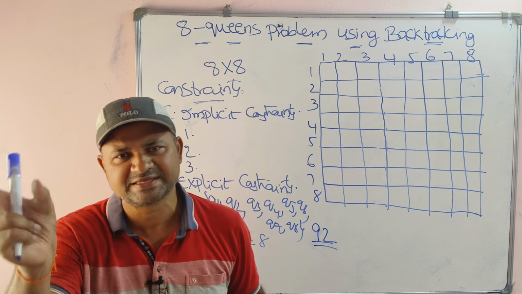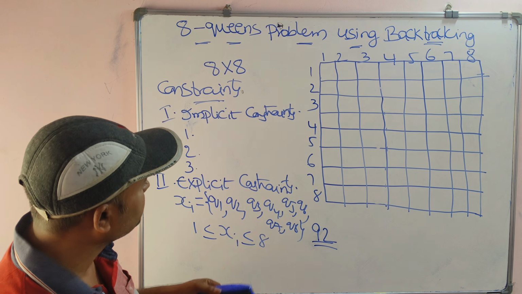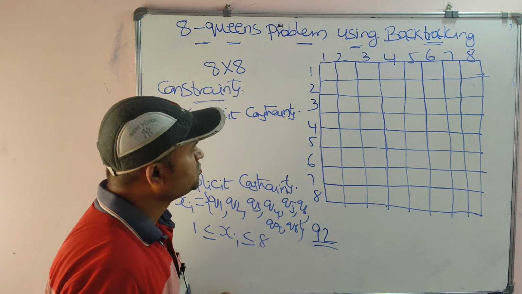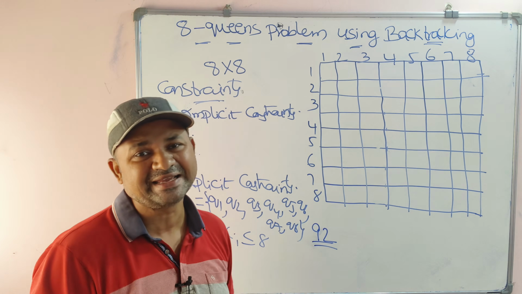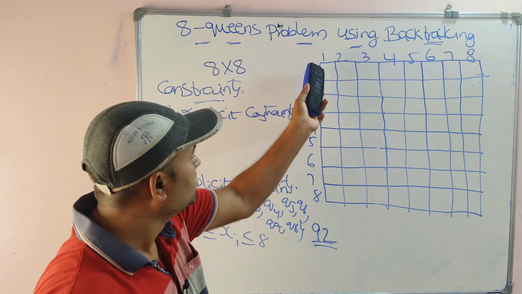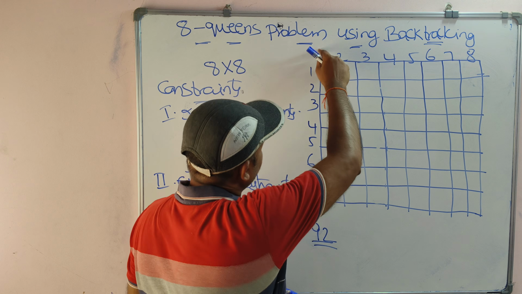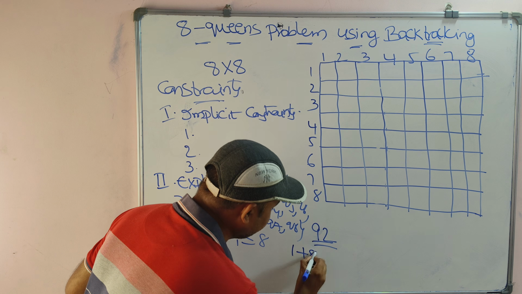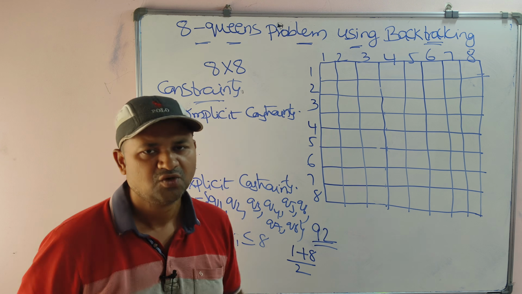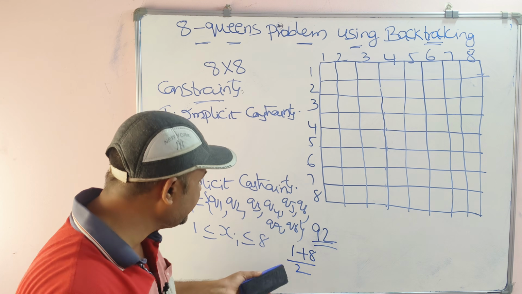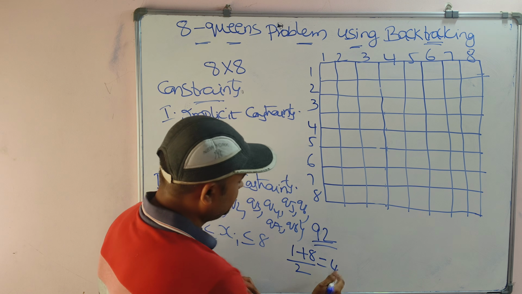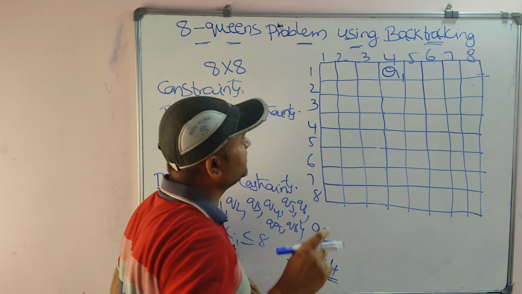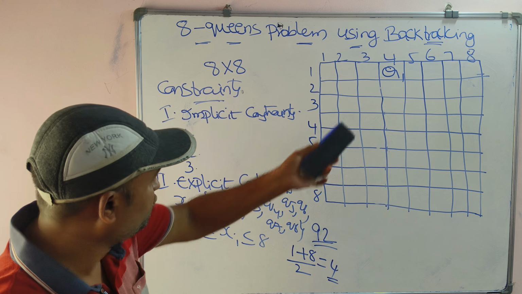Here I am showing one simple solution. So let us see that solution. Let us place the first queen, queen 1, in the first row. For that, I am calculating the middle of the first value and the last value. So 1 plus 8 means 9. 9 by 2 means 4.5. So I am placing the first queen in the fourth cell. So place queen 1 in the fourth cell, fourth column.